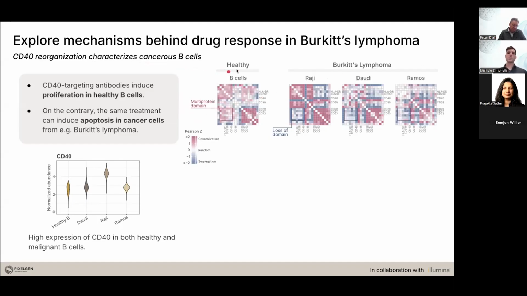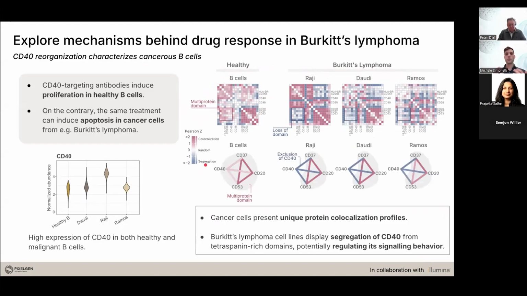So what we did was profile healthy cells, but also Burkitt lymphoma cell lines. As you can see here, these are colocalization heat maps. You can zoom in on this multi-protein domain, which is lost in the Burkitt lymphoma cell lines. And you can notice that CD40 was present in this domain. This is a tetraspanin-rich domain. So in healthy B cells, CD40 was part of that domain, but it was excluded in all the Burkitt lymphoma cell lines. So you can speculate that the segregation of CD40 from that domain is potentially regulating the signaling behavior.